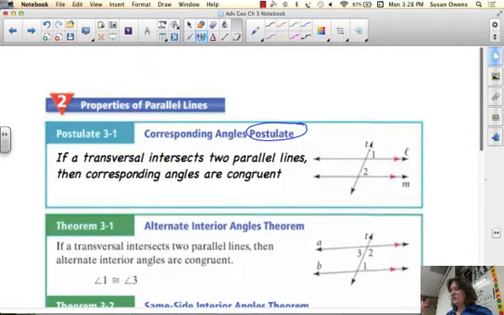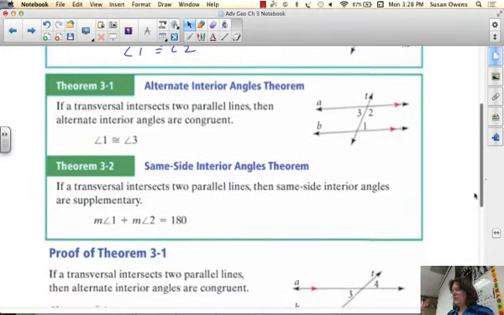And this one says, if a transversal intersects two parallel lines, then the corresponding angles are congruent. So we have to be given that the lines are parallel in order to use this. And then if we're given the lines are parallel and we can see that a transversal cuts through it, then we can say corresponding angles are congruent. So, for example, I can say that angle 1 is congruent to angle 2 using the corresponding angles postulate.